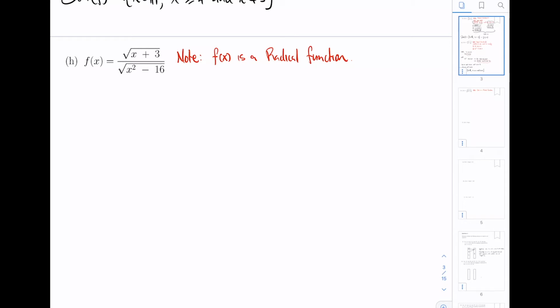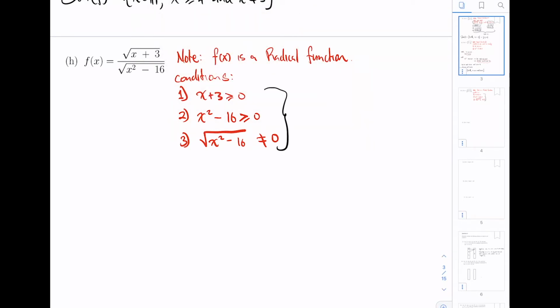Nice. So now what are the conditions that we need to satisfy? First condition is that we need x plus 3 to be greater than or equal to 0. And part 2, we need x squared minus 16 to be greater than or equal to 0. But 3, we need the square root of x squared minus 16 to not be equal to 0. So once we find the set of x values that satisfy these three, then we can write down our domain.